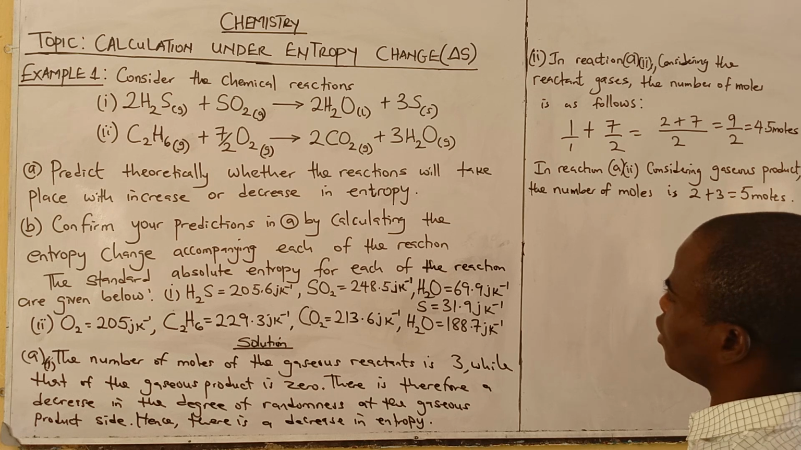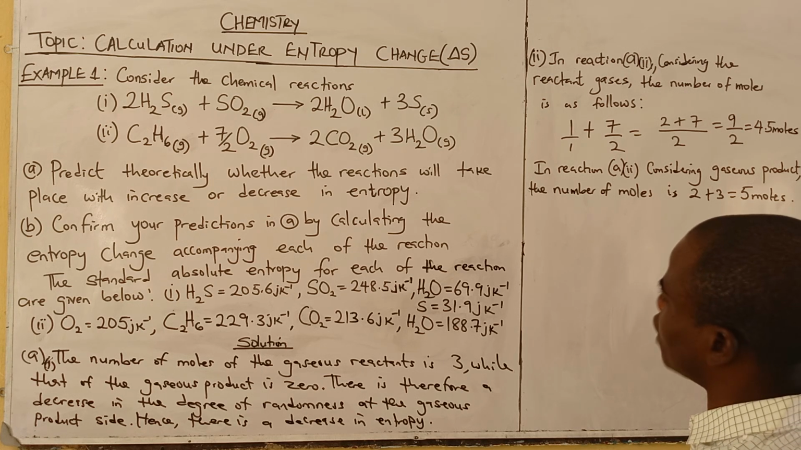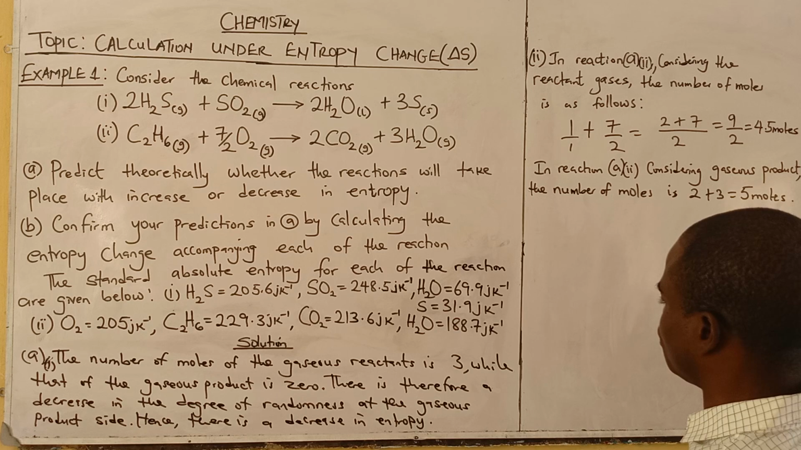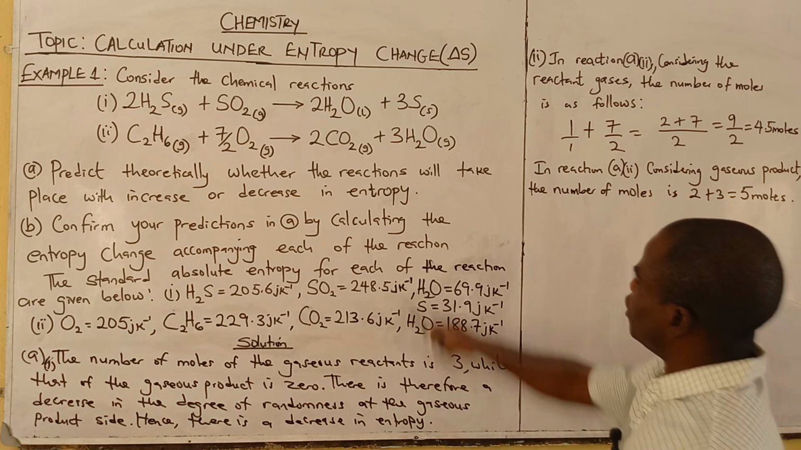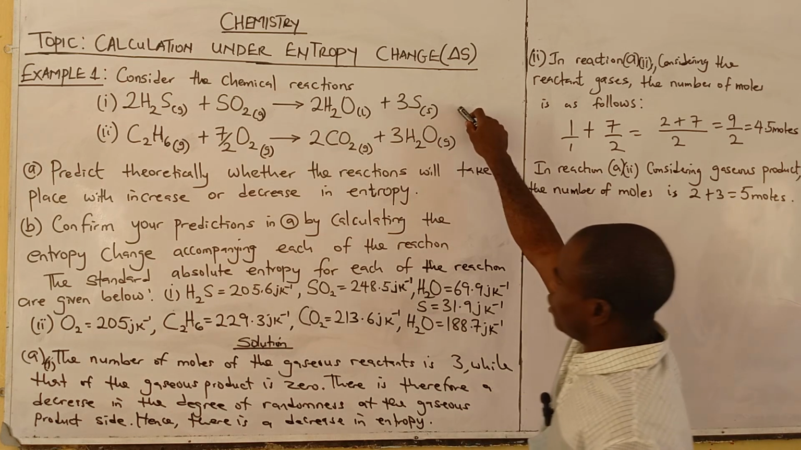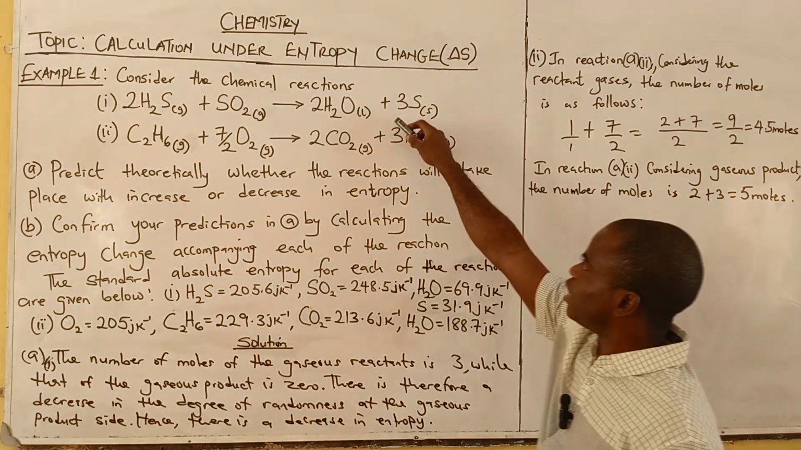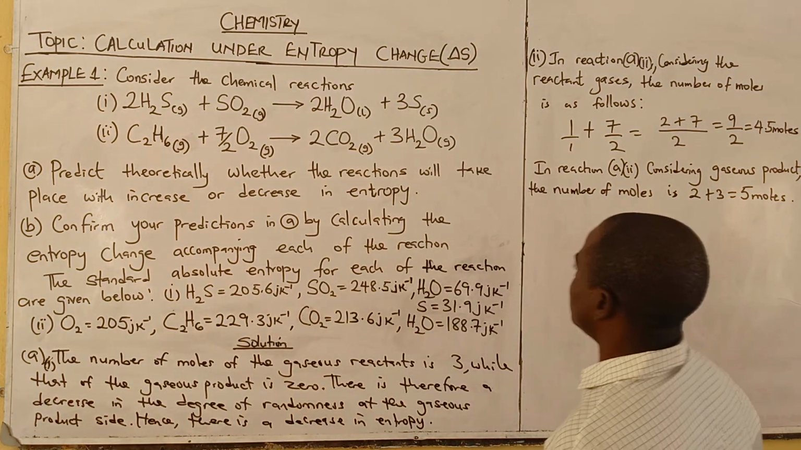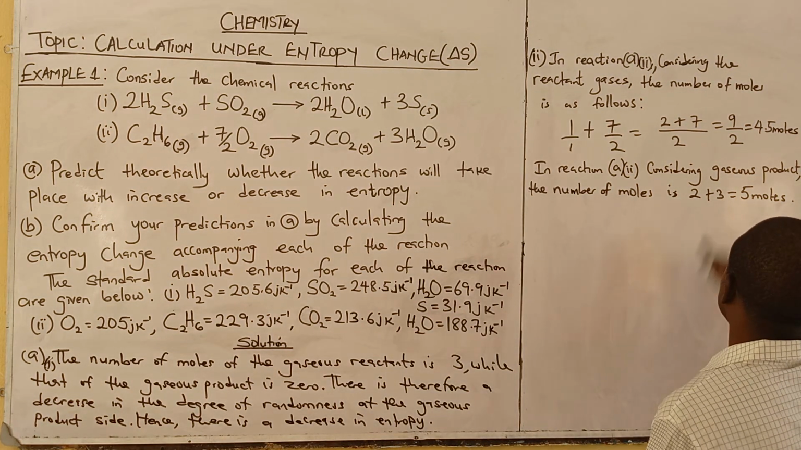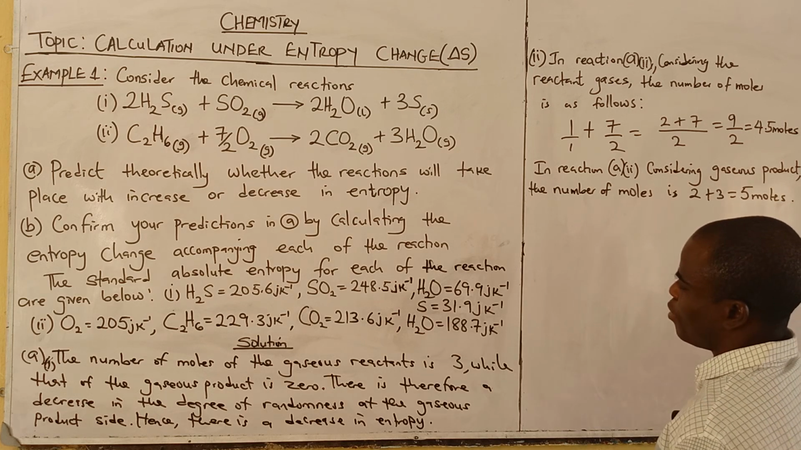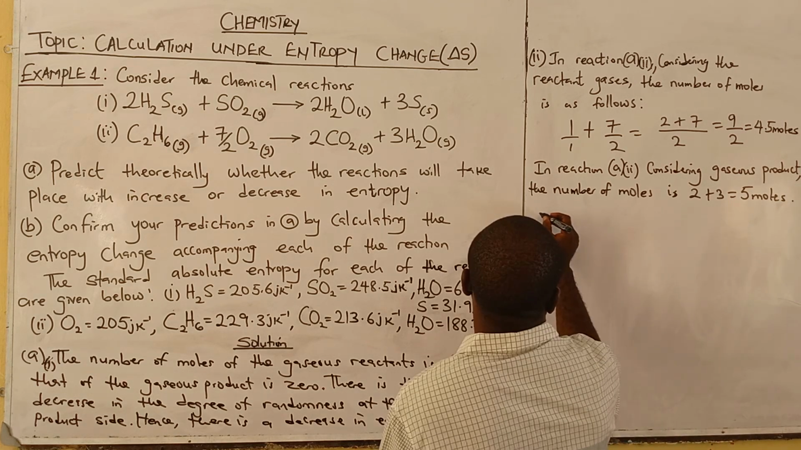Is that okay? We have to predict theoretically whether the reaction will take place with an increase or decrease in entropy. The first one will decrease in entropy because we have 0 moles of gaseous product, no gases. On the second part, there's an increase from 4.5 to 5. Is that okay?